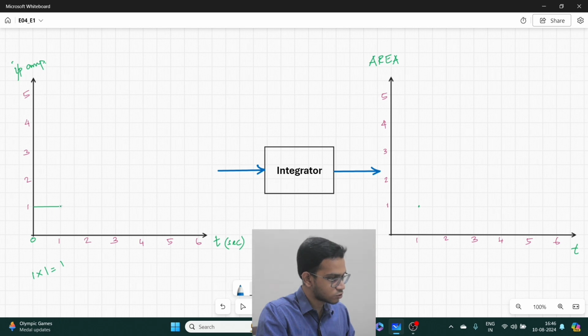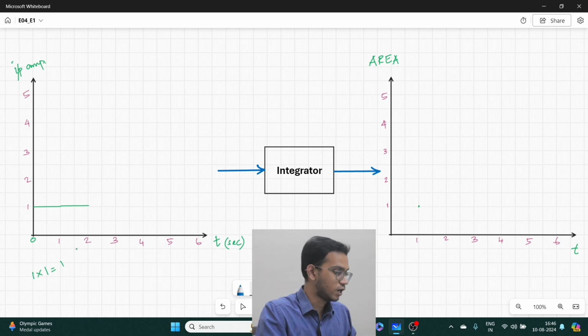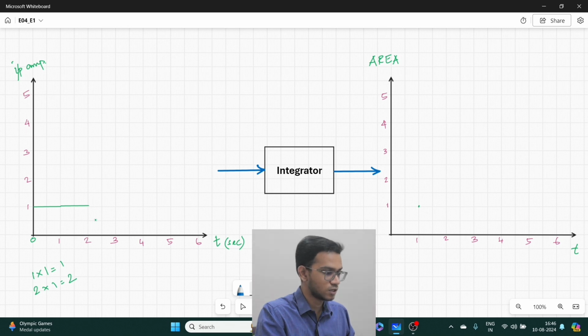And the signal continues to be constant for the next 1 second also. Now what is my curve? My curve is not just this line. As I said earlier, the integrator will give the output as the area under the curve until that point in time. So until this point in time, this is my whole curve. Now what is the area under this curve? Its breadth is 1 and length is 2, so 2 into 1, which is 2 square units. Now I'm plotting these 2 square units here.